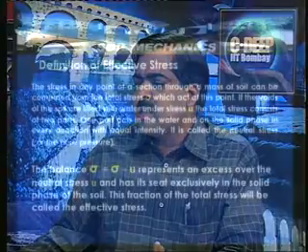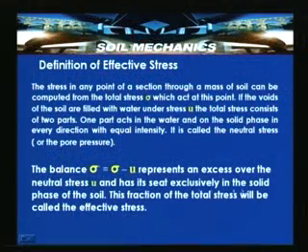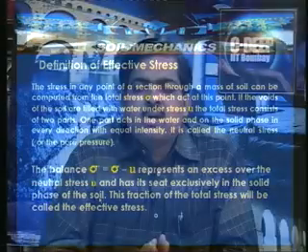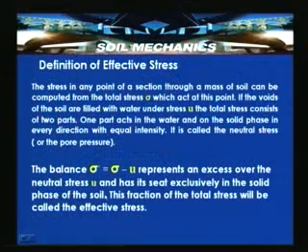The balance of the total stress and the pore water pressure is called the effective stress. Sigma dash is equal to sigma minus u, which corresponds to an excess over the neutral stress and has its seat exclusively in the solid phase of the soil. This fraction of the total stress is called the effective stress. So, what we have discussed is that if I apportion the total stress, there are two parts: one is the effective stress, and the other is the pore water pressure.